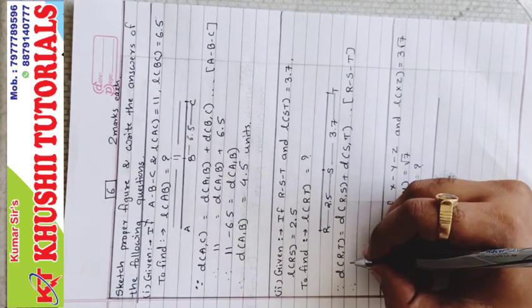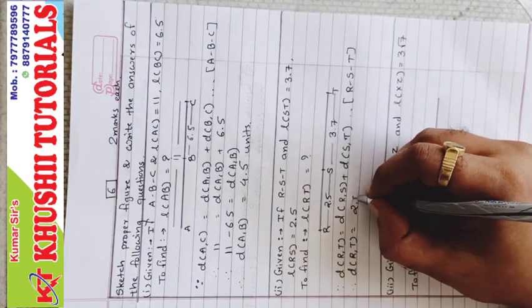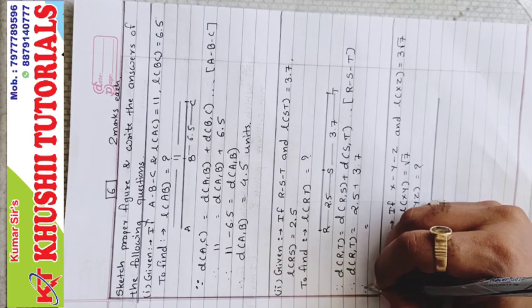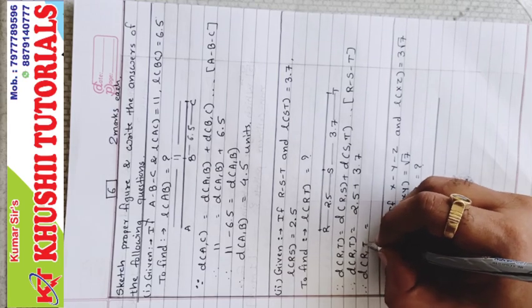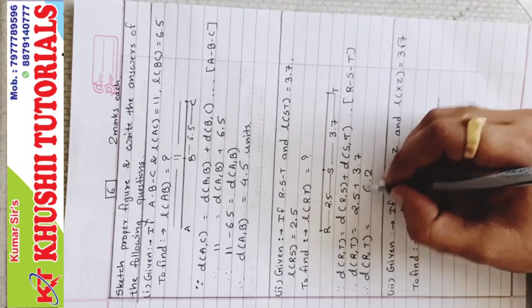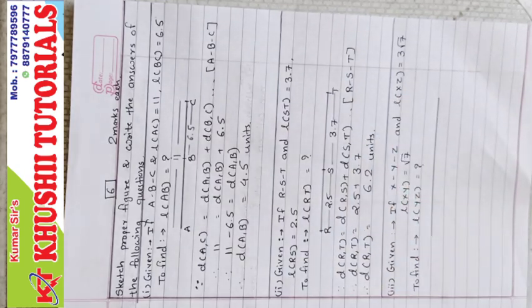Now RT we don't know. Distance of RS is 2.5 and ST is 3.7. Therefore, distance of RT equals 6.2 units.